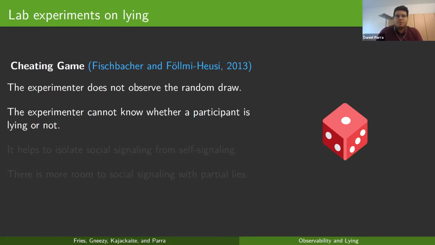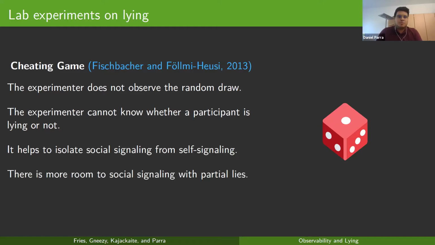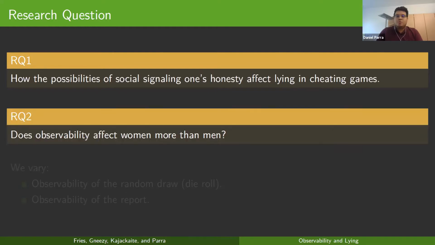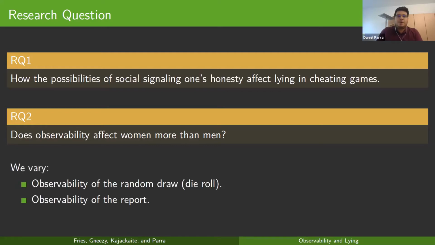They want to show that they report 5 when they could report 6, so maybe they are telling the truth. This is the typical lying experiment with the die roll game. Our question in this paper is how the possibility of socially signaling one's honesty affects lies in cheating games. We also want to know whether observability affects women more than men. We will vary the observability of the random draw and the observability of the report.